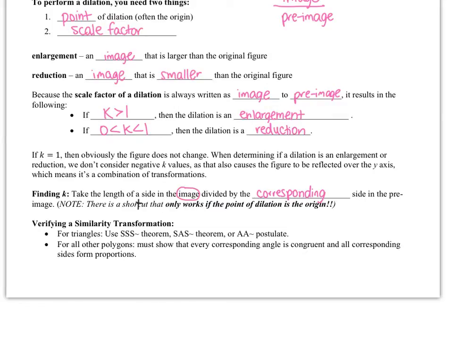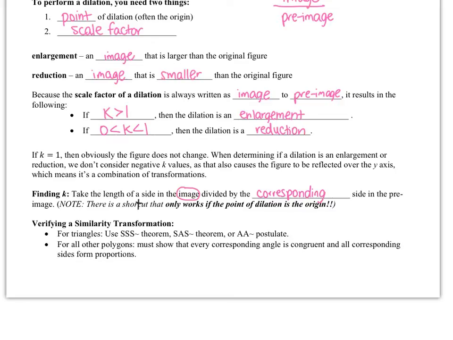All right, in some of our examples, we're going to have to verify that something is a similarity transformation. So if we have triangles, we can prove that the two figures are similar using SSS similarity, SAS similarity, or AAA similarity. And for all other polygons, you must show that every corresponding angle is congruent, and all corresponding sides form proportions. Not just one. All form proportions. All corresponding angles are congruent. So it's a little work, but we're mostly doing quadrilaterals, if not triangles.